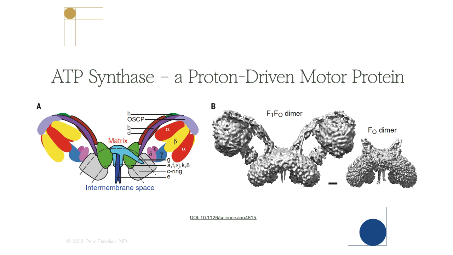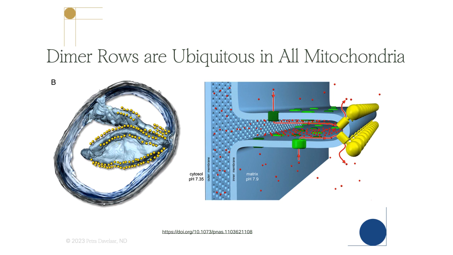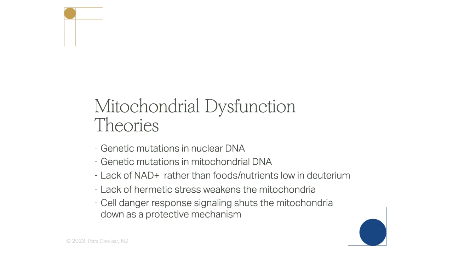ATP synthase is a proton-driven engine, if you will. These subunits rotate. More on that later. This is another depiction of the structure and position of the ATP synthase. These rows of dimers along the cristae are ubiquitous in all mitochondria across species.